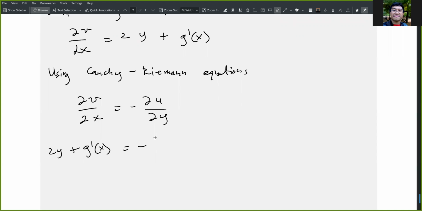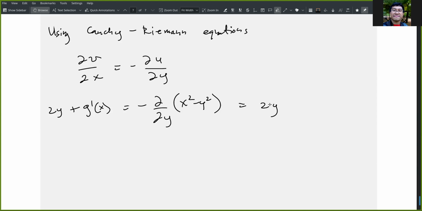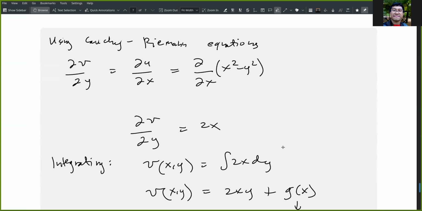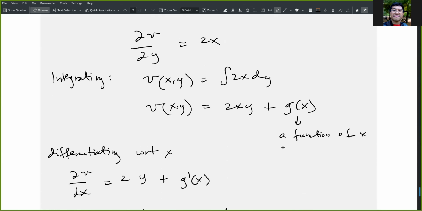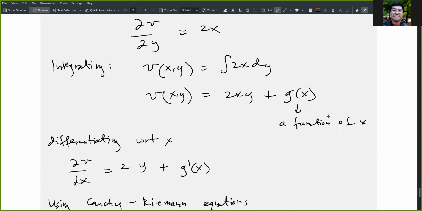Now let's solve for the partial derivative of u with respect to y. This is x squared minus y squared. Partial with respect to y of the first term is 0. With respect to this one, that's negative 2y. So minus that is positive 2y. Now this 2y here and 2y here should cancel out, which means that g prime of x equals 0. Taking the integral, g(x) is simply some constant. So we finally have an expression for v.